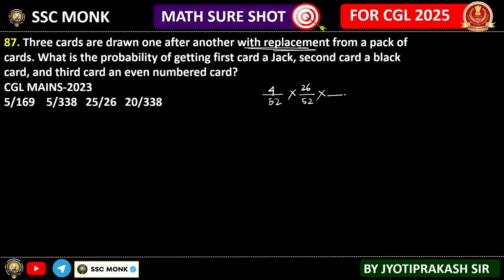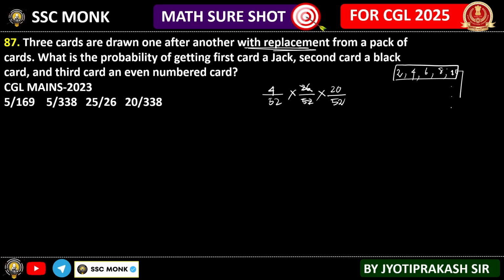Now the third card, so 52 cards will be there, but it should be an even numbered card. So how many even numbered cards are there? 2, 4, 6, 8, 10. This is for one suit. How many suits are there? Four suits are there. So 1, 2, 3, 4. 5 into 4 is equal to 20. So this will be the total probability.